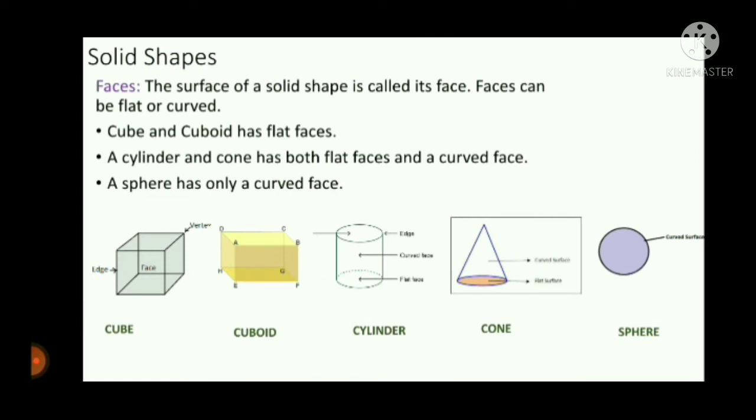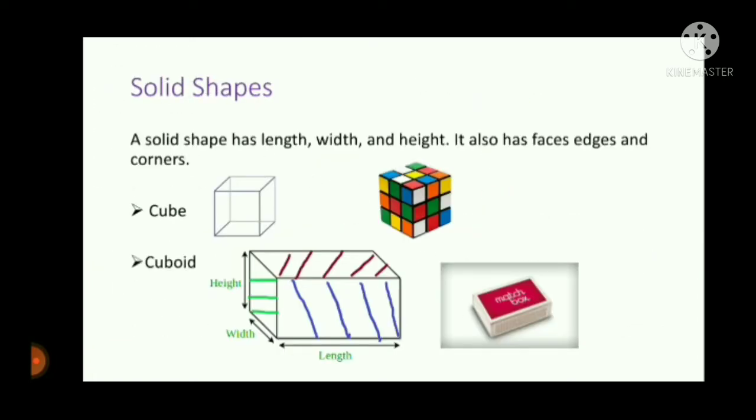Now solid shapes. First we will learn what a face is. The surface of the solid shape is called its face. Faces can be flat or curved. See, the striped portions here are the faces of the solid shape, a cuboid.